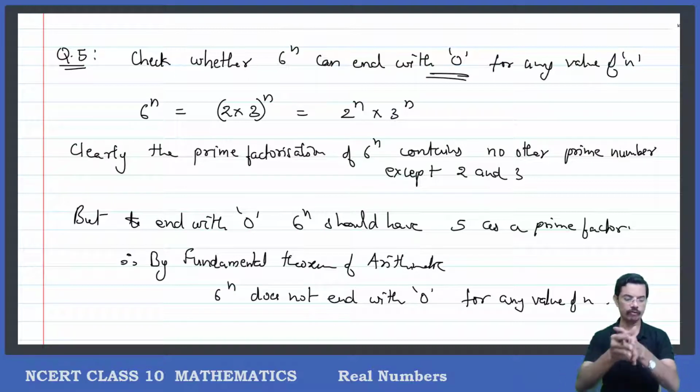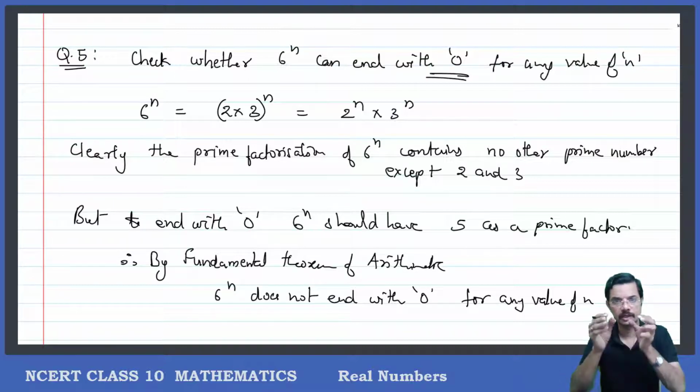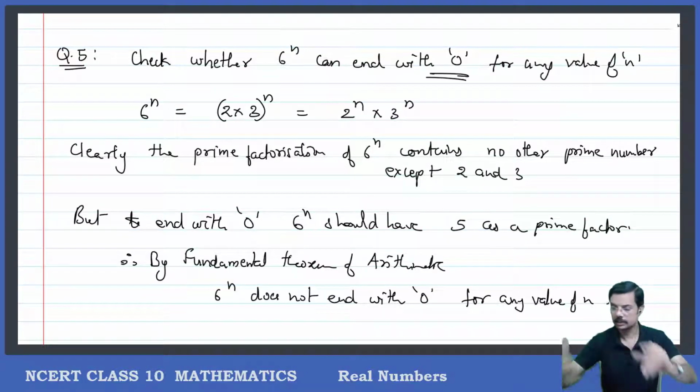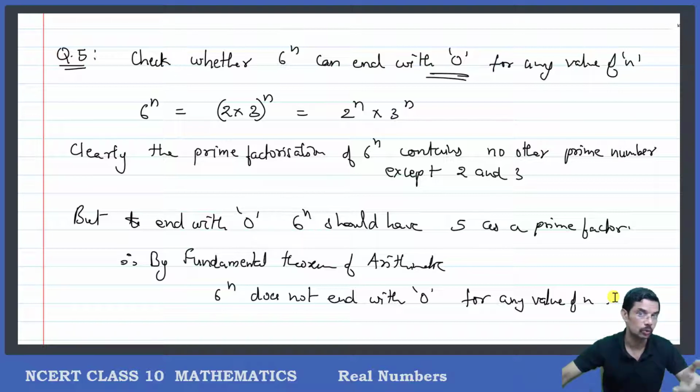Yes, it should have 5 as a factor so that it can end with 0, because any number which ends with 0 will have 5 as a factor and 2 as a factor. So if any one of the numbers is not present, there will be no 0. Let us consider that case also, where we have 5 but not 2, or we don't have 5.